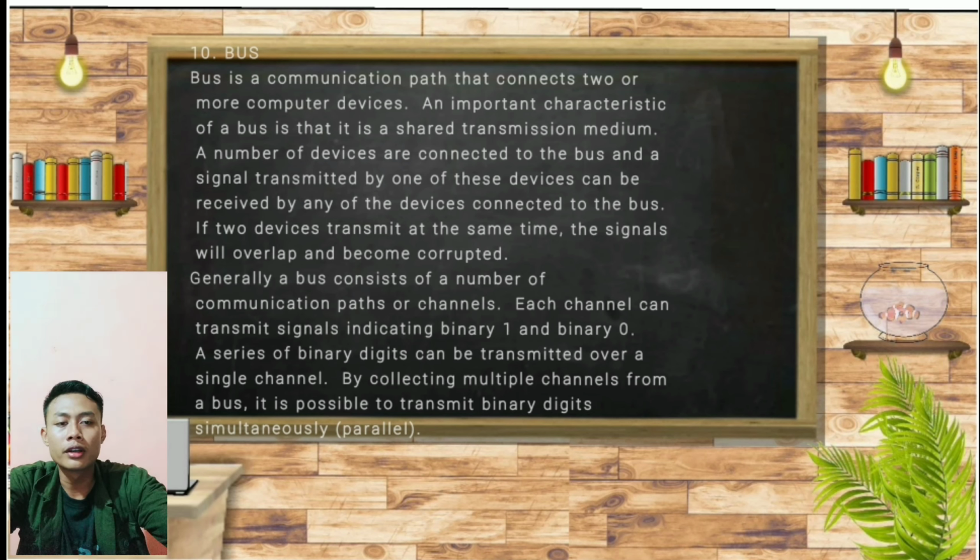Generally, a bus consists of a number of communication paths or channels. Each channel can transmit signals representing binary 1 and binary 0. A series of binary digits can be transferred over a single channel. By grouping multiple channels of a bus, it is possible to transmit binary digits simultaneously in parallel. For example, an 8-bit unit can be transferred over an 8-channel bus.